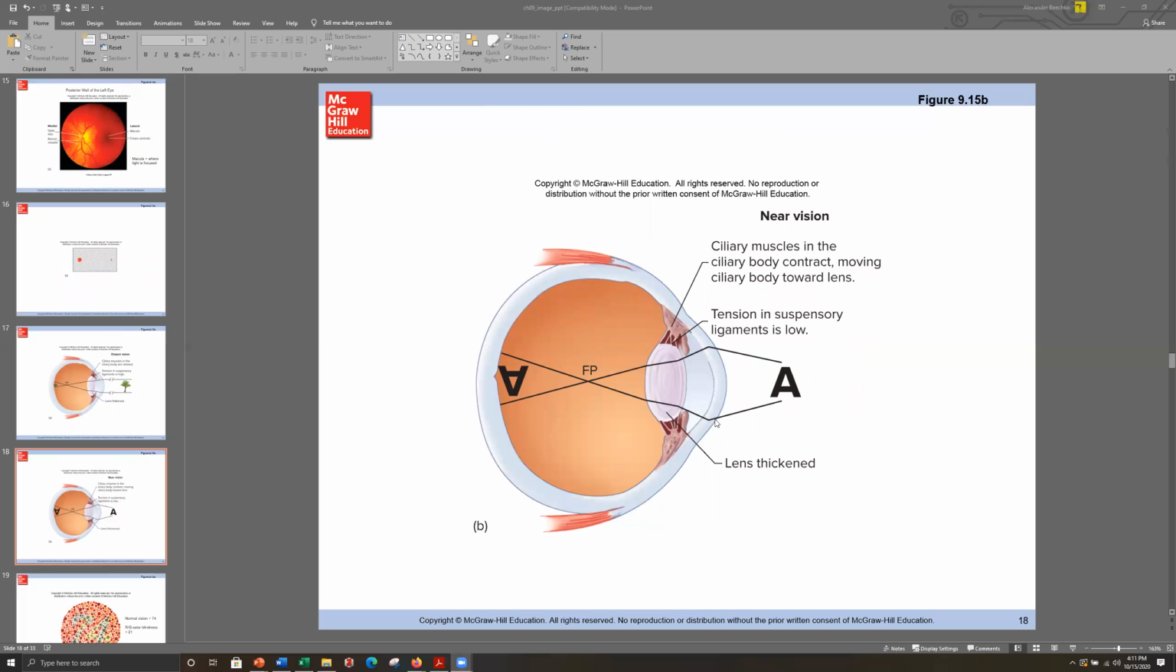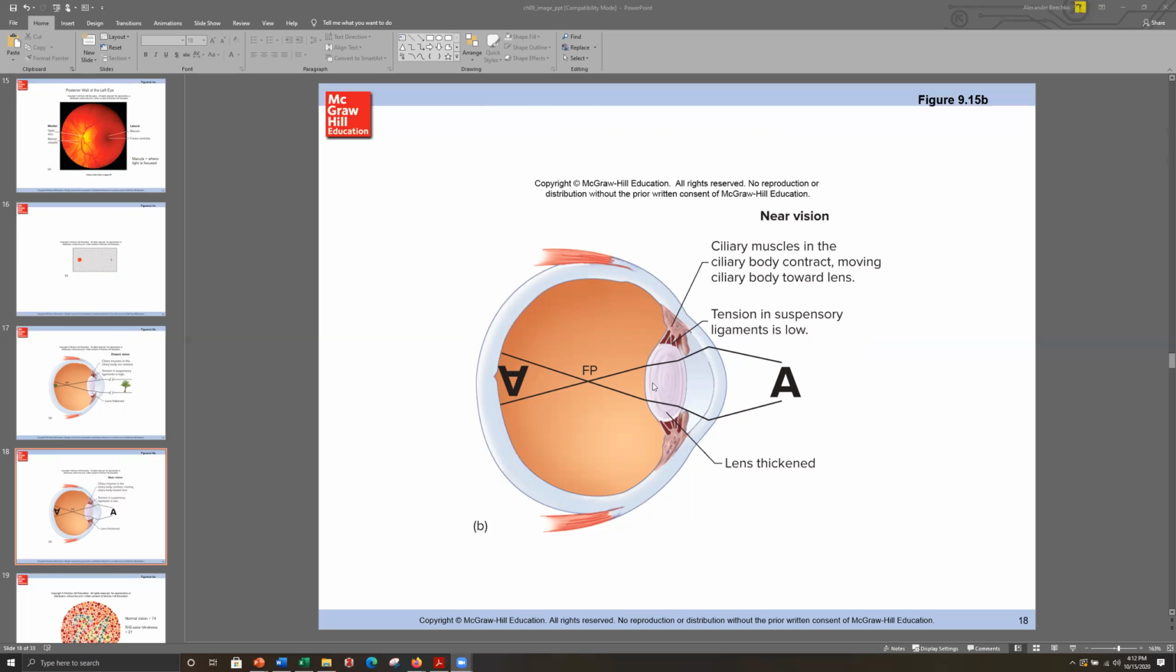Conversely, if we are trying to focus on an image that's closer up, the ciliary muscles in the ciliary body contract, moving the ciliary body toward the lens. But as a result, the tension in the suspensory ligaments becomes low. So that allows the lens to relax in shape, becoming more oblong, and that shifts the focal point more anteriorly. So that allows for a larger object to be focused onto the fovea centralis at a greater degree of acuity.